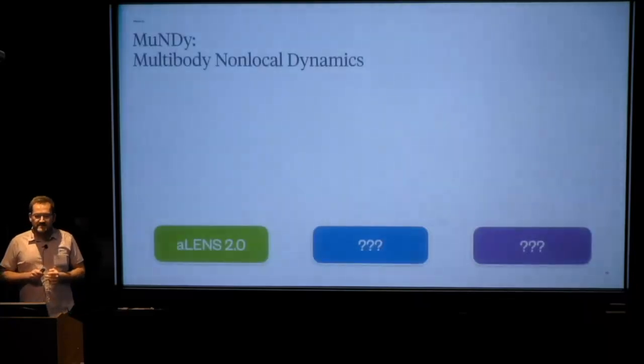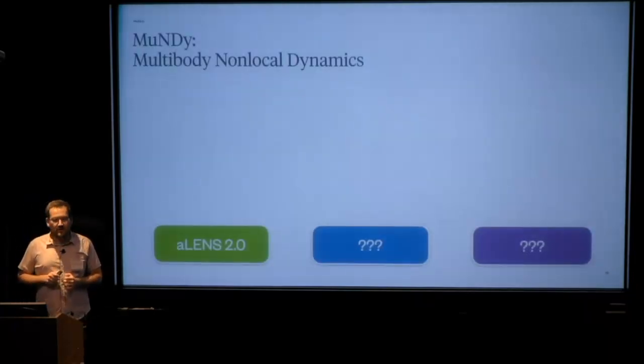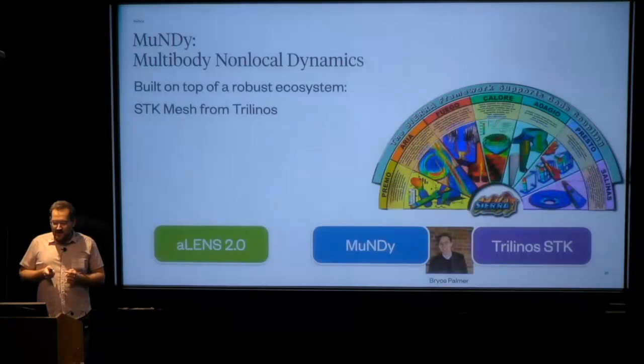So this takes us into what Bryce spent a lot of time doing before I showed up here, which is MUNDY. So MUNDY stands for multi-body non-local dynamics. Hopefully I got that right. Yes, he's nodding. So the idea here is that a lot of what I just talked about for the heterogeneous extensible data structure already exists. So Sandia National Labs has the Trilinos ecosystem, which is this huge heavyweight thing that performs a lot of different computational tasks.